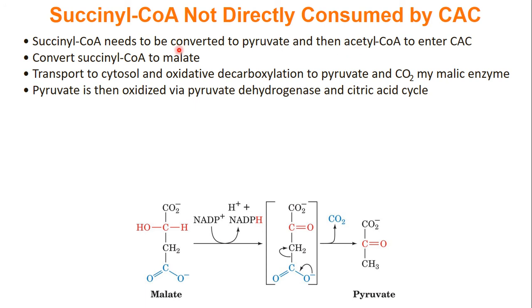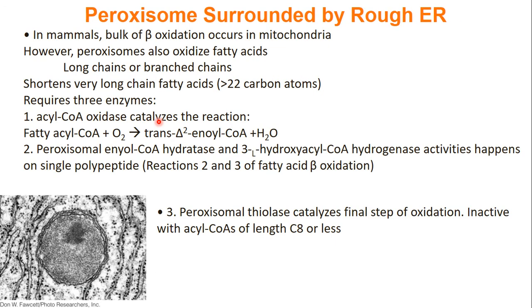So the way we do that is we convert succinyl coenzyme A to malate. We'll transport it to the cytosol. We will decarboxylate malate and make pyruvate via malic enzyme. Then this pyruvate can be oxidized via pyruvate dehydrogenase and enter the citric acid cycle.